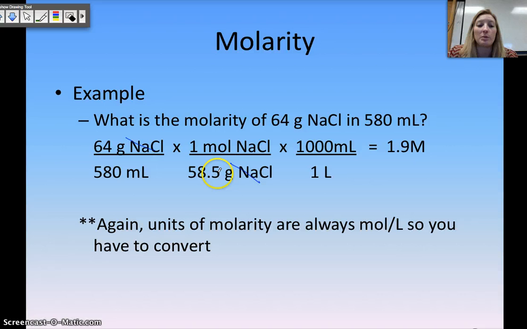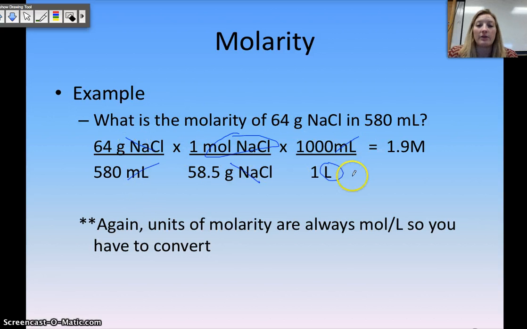Remember that this comes from the periodic table. So now our units are moles over milliliters. We need it to be moles over liters. So again, we can convert. If we do one more step here and go milliliters to liters, our milliliters cancel out, and the units that we're left with are moles over liters.